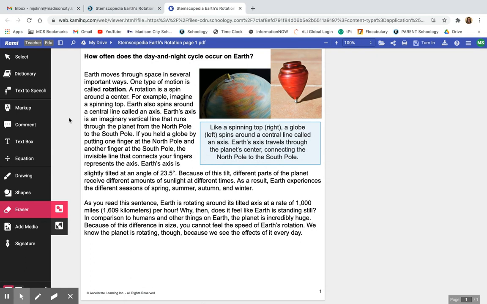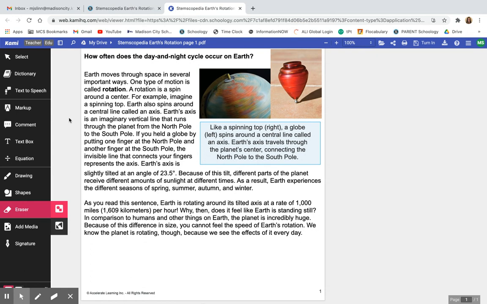Earth moves through space in several important ways. One type of motion is called rotation. A rotation is a spin around a center. This is something important that you need to write down. So write down the word rotation in your Cornell notes and record that the word rotation means a type of motion or a spin around a center.